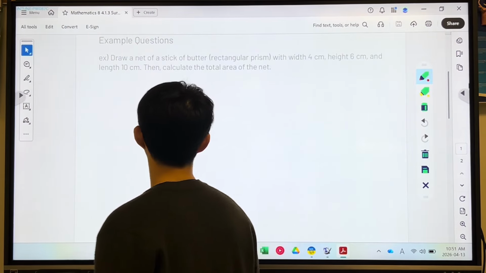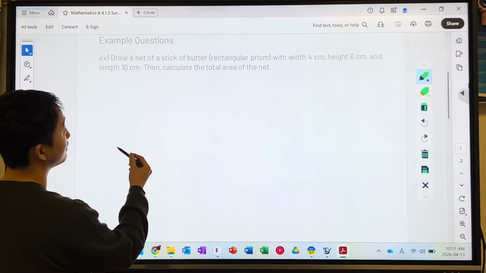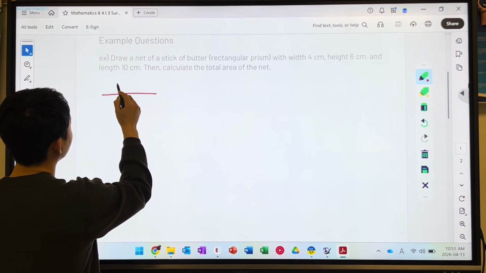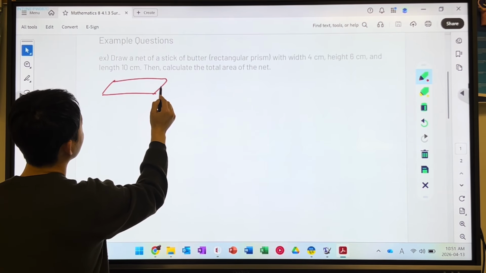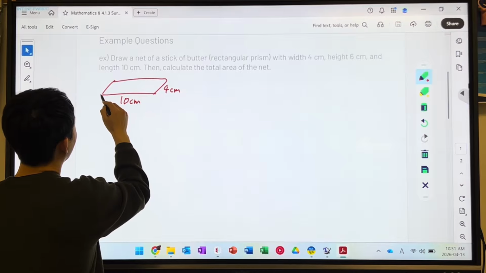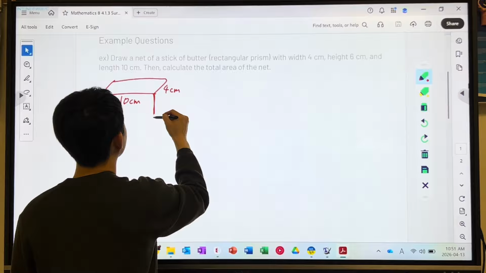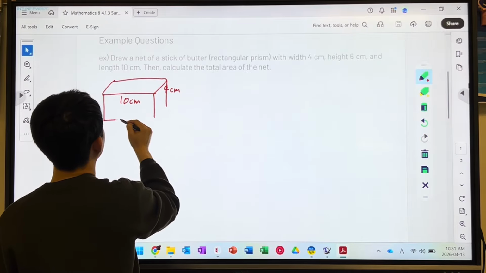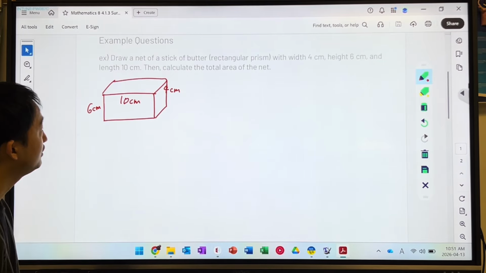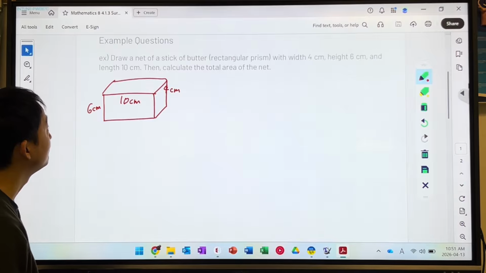So first of all, let's draw this rectangular prism, with a width of 4, a height of 6 and a length of 10. We can imagine that the width is 4 centimeters, and the length is 10 centimeters, and the height is, let's make it a bit shorter, like that, and the height is 6 centimeters. And then we're going to draw the net.